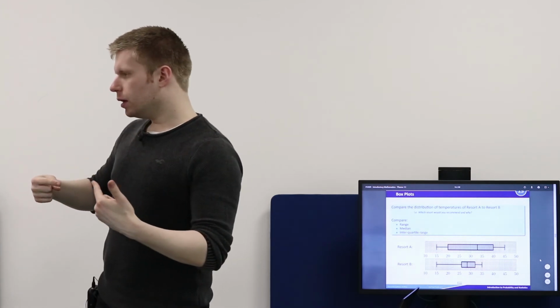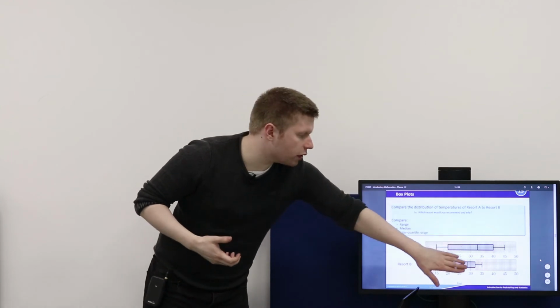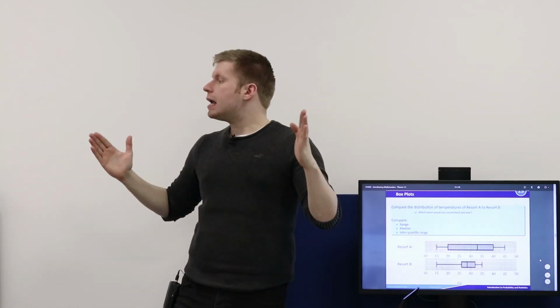Then have a look at the interquartile range. Now the interquartile range is the one that I really want to focus on. So which interquartile range is bigger, resort A or resort B? A. Which means that resort A has less consistency in their temperatures, doesn't it? Because the interquartile range tells you where the majority of your data lies, or the best representative of your data lies. So because the interquartile range is bigger, it means it's less consistent. Does that make sense? Because there's more spread in the best representative temperatures.